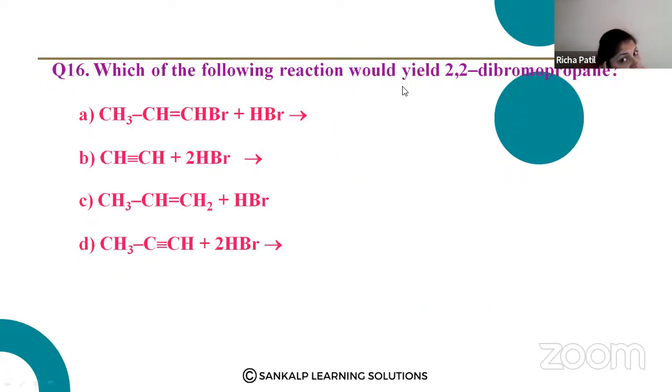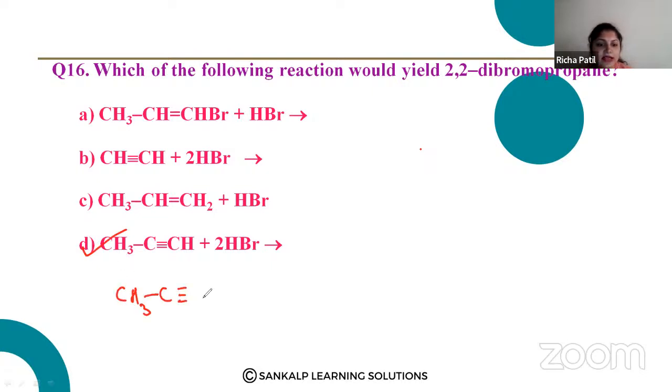Next, which of the following reactions would yield 2,2-dibromopropane? Which reaction will yield 2,2-dibromopropane? The reaction is D. How D? I'll show you.